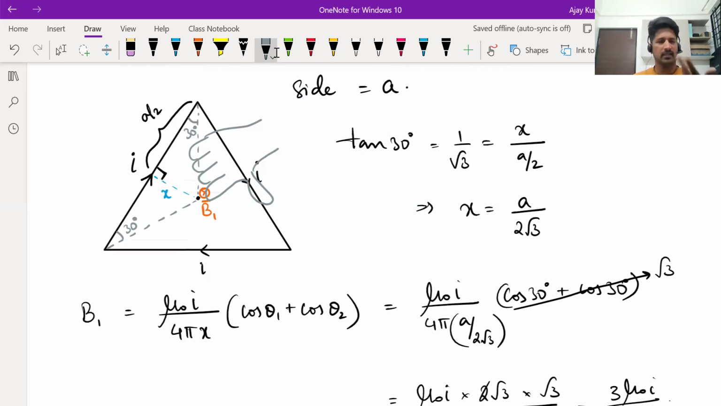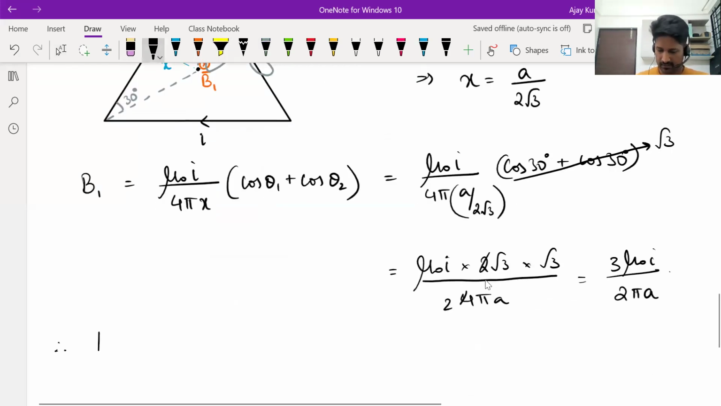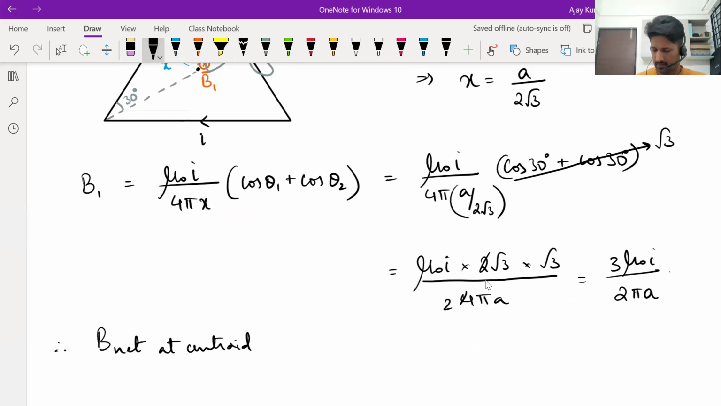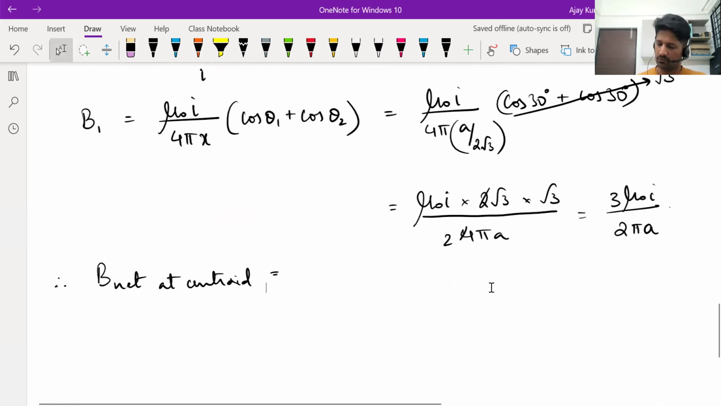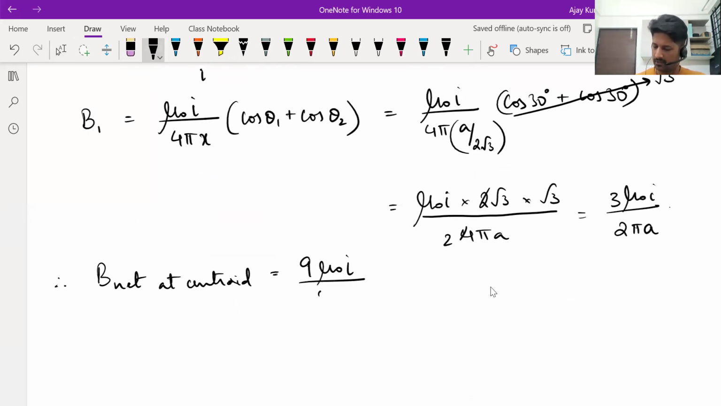And if three vectors, or any number of vectors, are in the same direction, you can simply add their magnitudes. That will be the resultant. Therefore, the net magnetic field at the center or centroid will be 3 times the field produced by one side. So 3 into 3 mu naught I by 2 pi a becomes 9 mu naught I by 2 pi a.